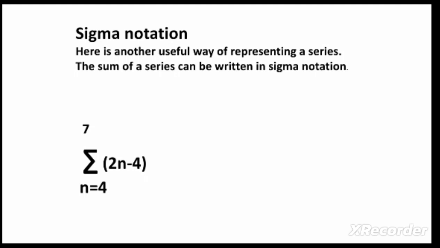And then we have the top number, which is the 7. That is the last number you're going to substitute for n. If you take the 7 and substitute it for the n in the formula, you're going to get the last term. If you take the bottom number and substitute it in the formula, you're going to get the first term. But how are we going to get the terms in the middle of the 4 and the 7? We substitute 4 to get the first term, 5 for the second term, 6 for the third term, and then 7, which is the last term.